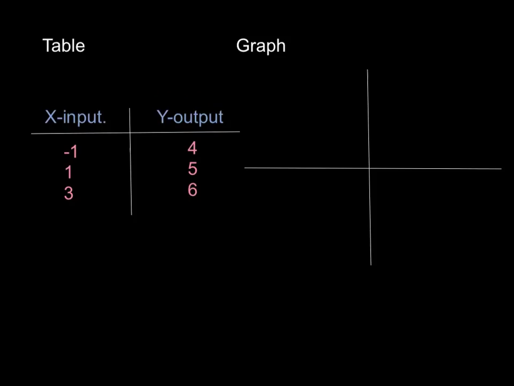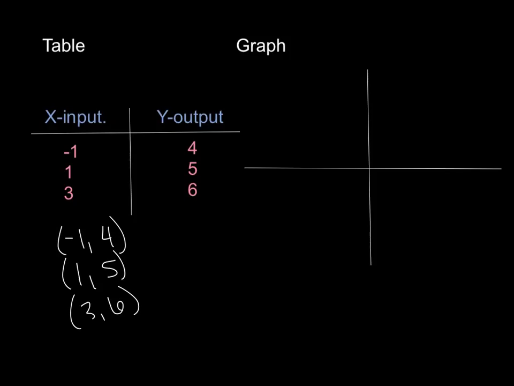Relations can also be done with a table. So the table here is the x is the input and y is the output. So we have -1, 4. If we were to write that in ordered pair form, we'd have the point -1, 4. We also have the point 1, 5 and the point 3, 6. So that's a relation because we have sets of input and output values, x and y values.